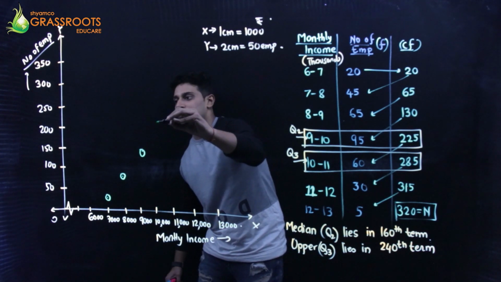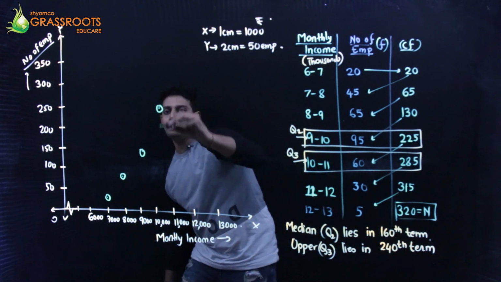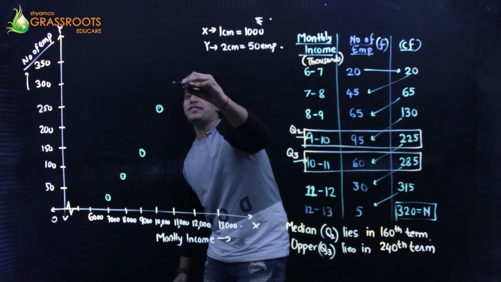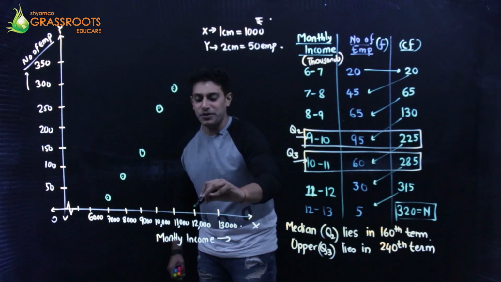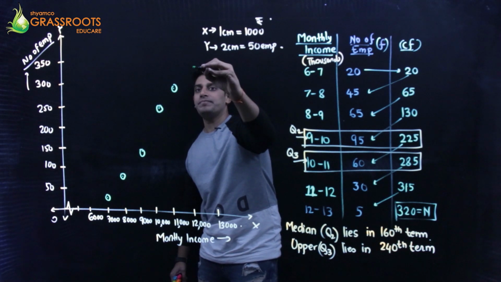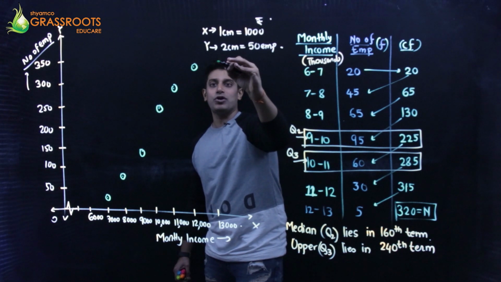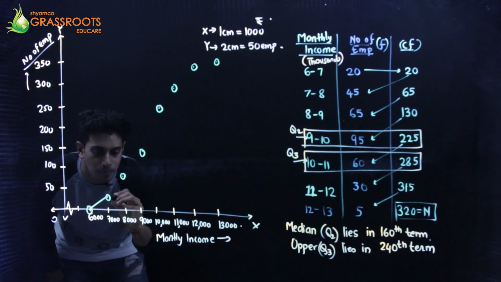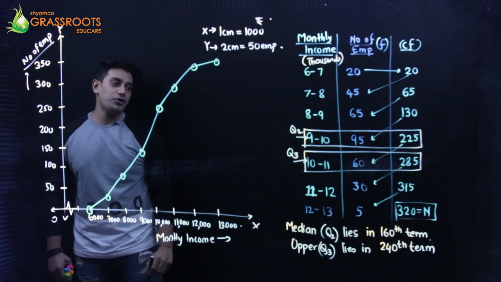Then 225, exactly at the center. Then at 11,000, 285, which is 275 and 1 box up. Then 315 and 320. 315 is 2 lines down, and 320 is just one box below 325. And the starting has to be 0. So that's going to be my ogive for you all.